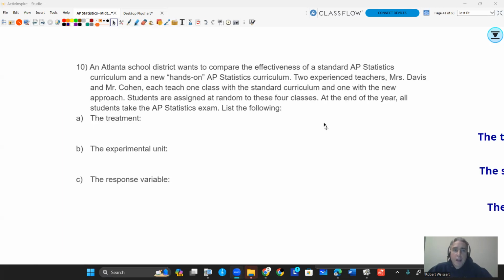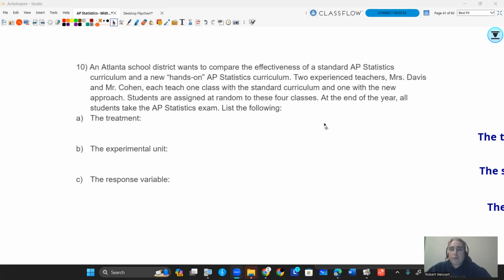Question 10. An Atlanta school district wants to compare the effectiveness of a standard AP statistics curriculum and a new hands-on AP statistics curriculum. Two experienced teachers, Mrs. Davis and Mr. Cohen, each teach one class with a standard curriculum and one with the new approach. Students are assigned at random to these 4 classes. At the end of the year, all students take the AP statistics exam. List the following. The treatment.